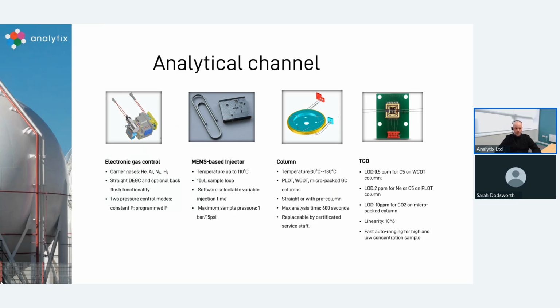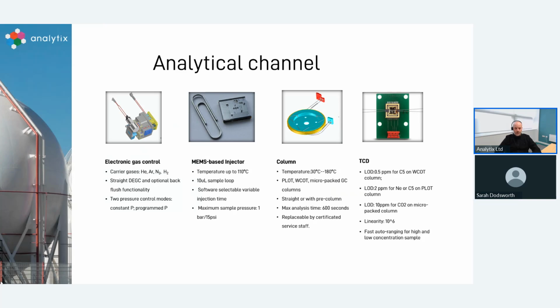Then we have the column part, so really the analytical and separation part, if you like. This is where we're taking the traditional benchtop GC platform and using smaller columns, shorter than you would in a benchtop, often narrow ones. We typically work between 4 and 10 meter packed columns. They can either be straight or have a pre-column, which allows for the backflush functionality that I discussed.